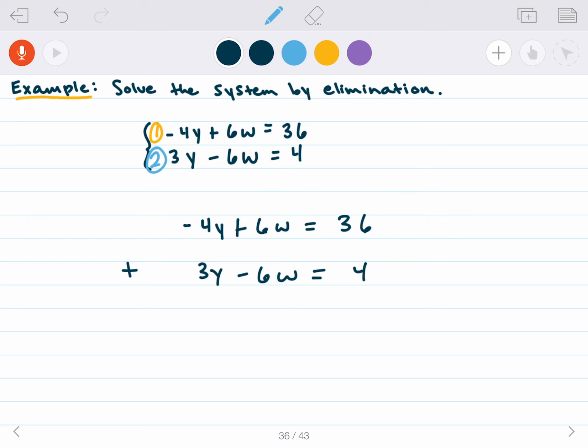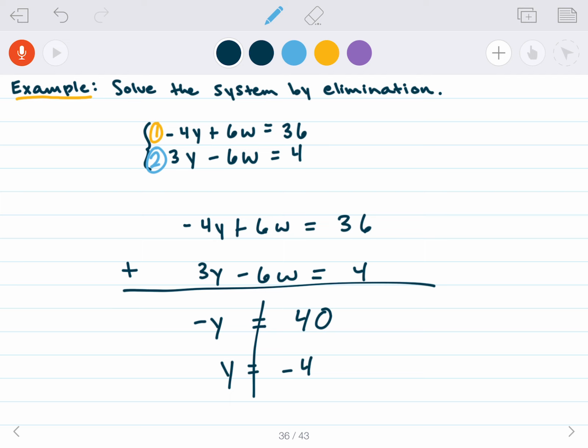So again, I'm adding these guys as step 2. When I add them straight down, negative 4 plus 3y is a negative 1y. These clear. That was the purpose of this. They literally, when we add them, just clear to 0w. And on the right side, 36 plus 4 is 40. My last step, since on the left I'm multiplying by negative 1, I can divide both sides by negative 1 to give me y is equal to negative 40. So that's my answer for y.